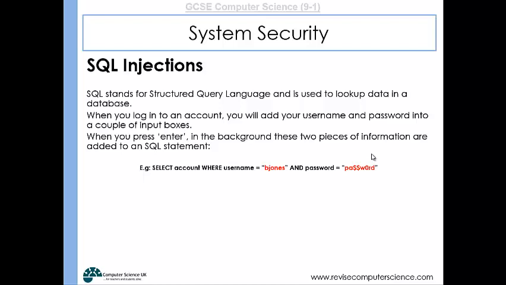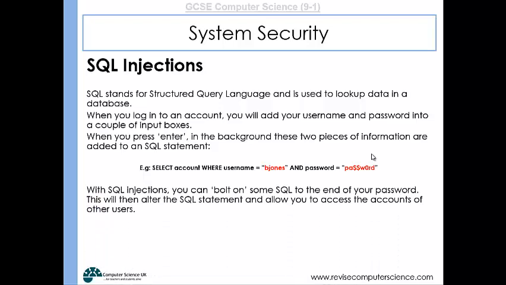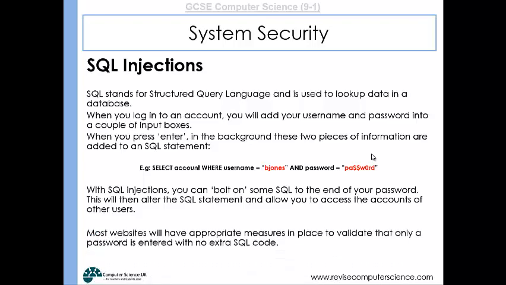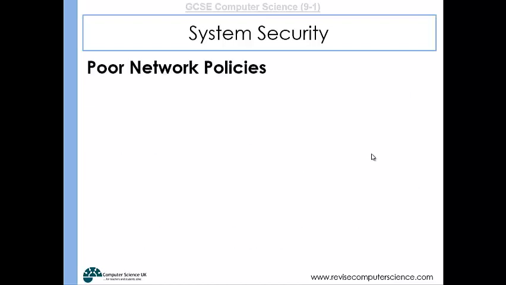So here's an example SQL statement. Select the account where the username is bjones and where password is password. So with an SQL injection, what you can do is bolt on some SQL code at the end of the password. So you can alter it slightly to gain access to many more accounts. So it might be something like select account where username equals bjones and where password equals password, or star, and the star represents a wildcard, so could be anything. Most websites will have measures in place to validate that only a password is entered and no extra SQL code. That's one way to get around an SQL injection.